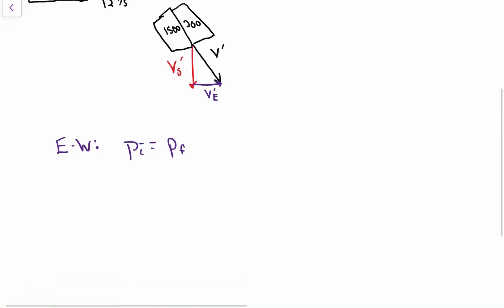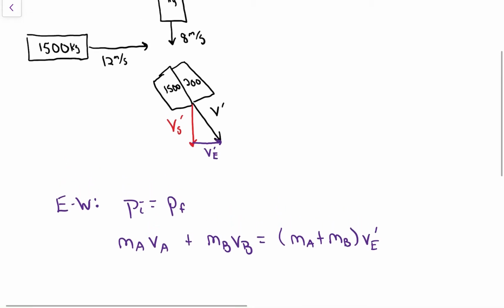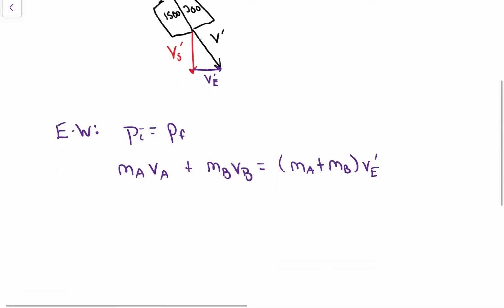The starting point for a hit and stick collision is we've got our individual things that come together to make one massive object going at a common speed. In this case, I'm going to use the VE. Going back to my diagram, in the initial condition, the 1,500 kilogram car's 12 was pointed in east-west components. That definitely contributes. The 2,000 kilogram vehicle was moving straight south, so it doesn't contribute anything in the east-west.